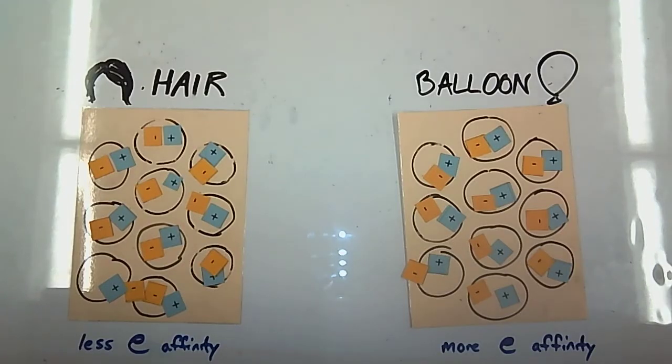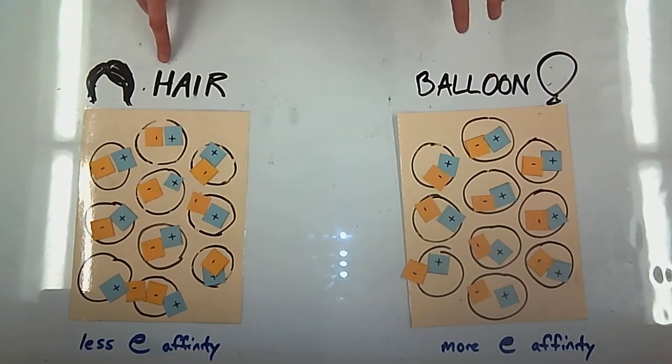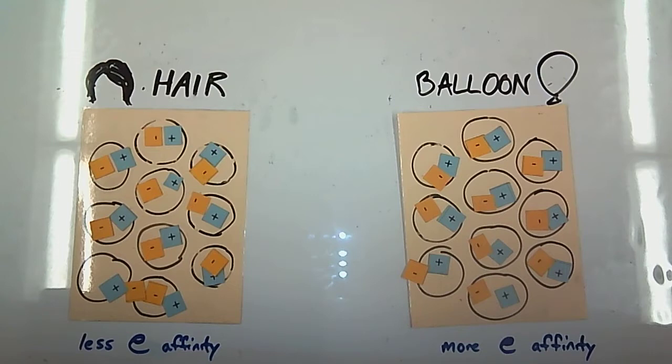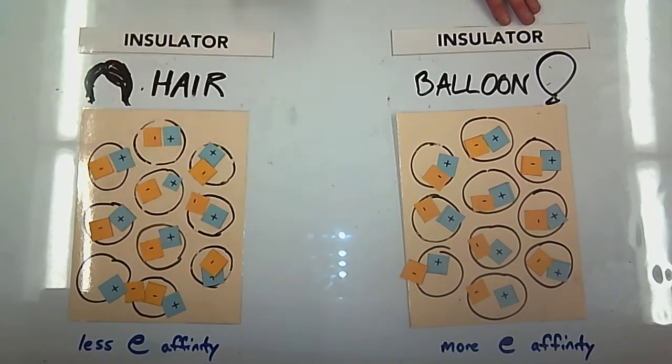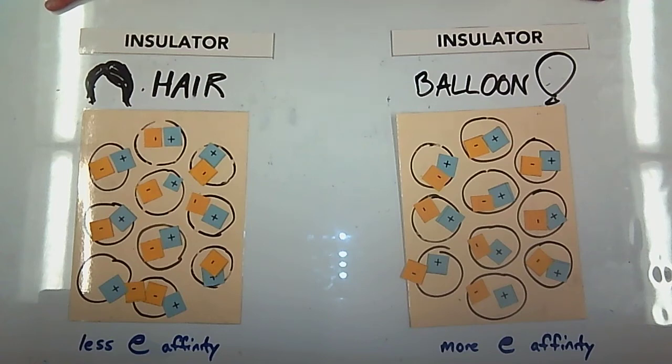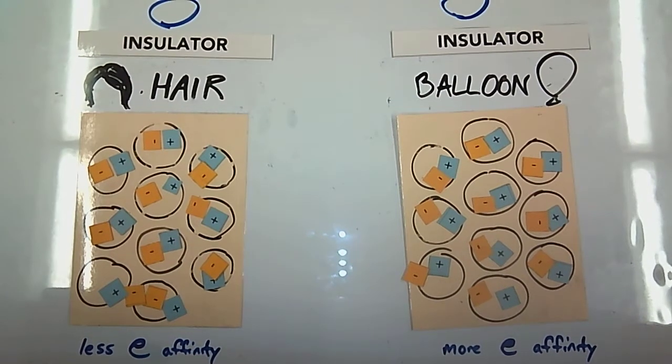Hello everyone, it's Mr. Wolf here, and in this video I'm going to be going over round 3, scenario 1, where I'm going to have hair, or a balloon rub against hair. And in this scenario, both objects are going to be insulators, which means that they do not allow electrons to move very freely through them, and they're going to both start off neutral. They both have an equal amount of protons and electrons, right? 10 and 10 and 10 and 10 here.